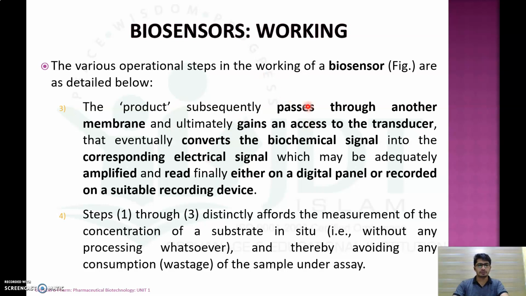So after binding with the analyte, it passes through a membrane, and it will gain access to the transducer, and it will convert the biochemical signal into an electrical signal in such a way as to display the result. The most important things are the first step and the second step, because they afford the measurement of the concentration of the substrate in situ without any processing whatsoever, thereby avoiding any consumption or wastage of the sample under the assay. So that is the working of biosensors.